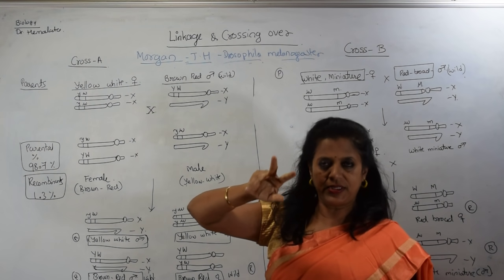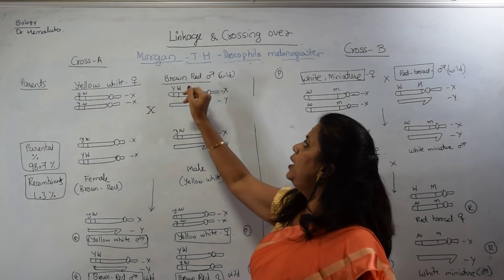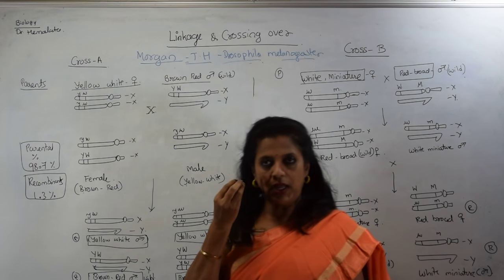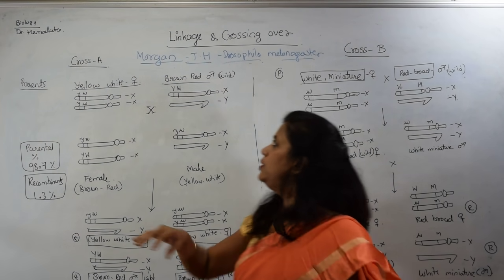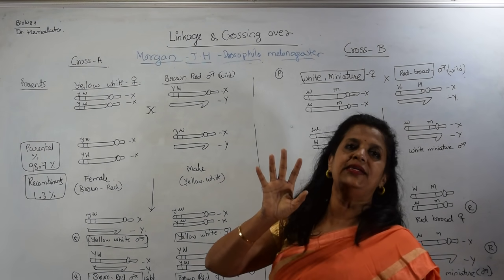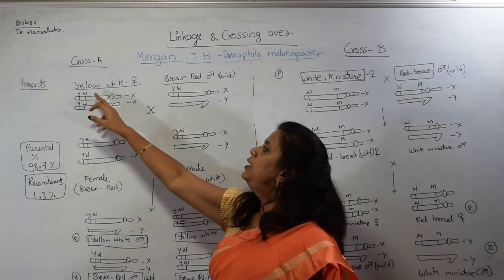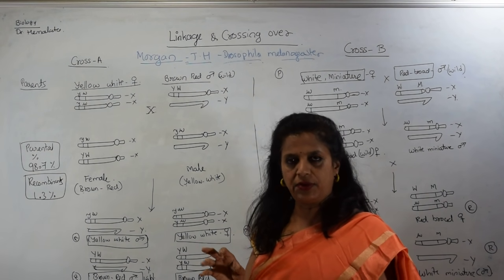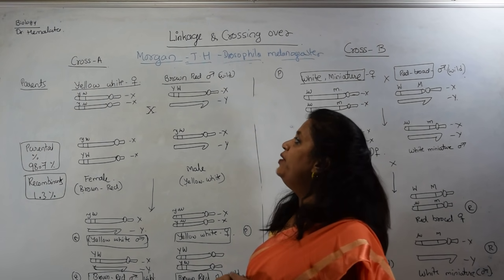Two types of insects are crossed. The male has a brown body and red eyes, meaning the eye color is only red. This is the male. We call this the wild type. And the female has a yellow body with white eyes. This is the female. Okay. You just consider how and where they are present.